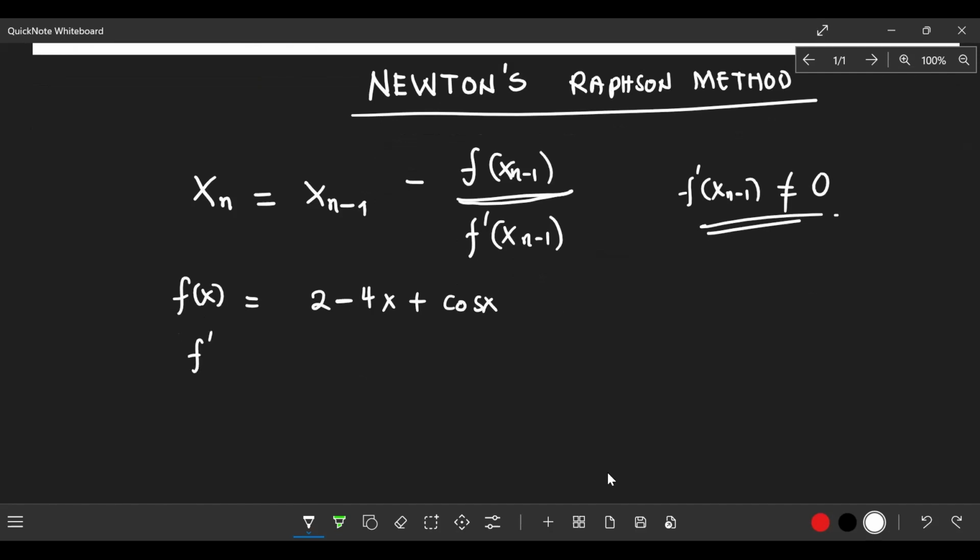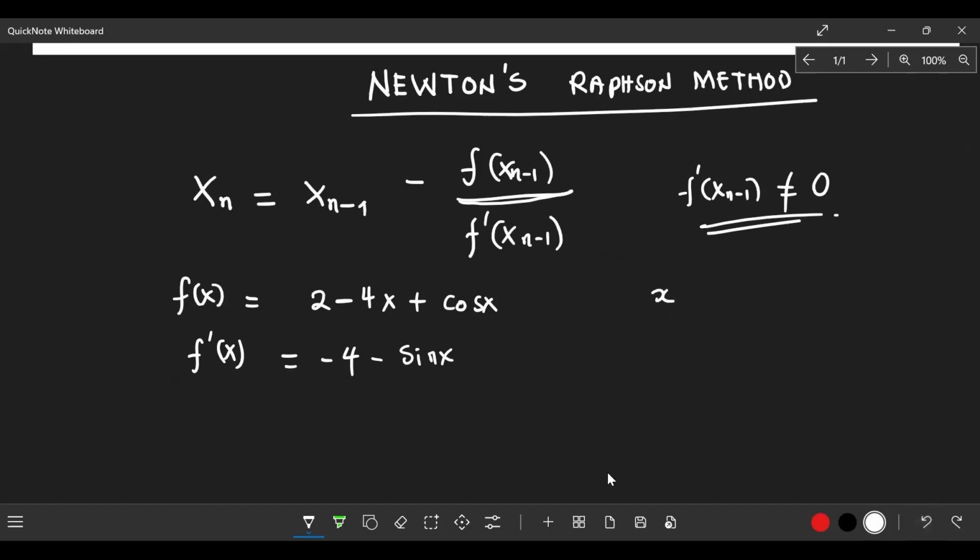Now let's find the derivative of the function first. f prime of x is equal to, the constant goes to 0, this will be just negative 4, and then the derivative of cosine x is negative sine x. Okay, let's start substituting. What I do myself is I do them separately, then go back and substitute in the formula. In our case, x of n minus 1 is more like our x naught when n is equal to 1, so we are given x naught, the starting value.